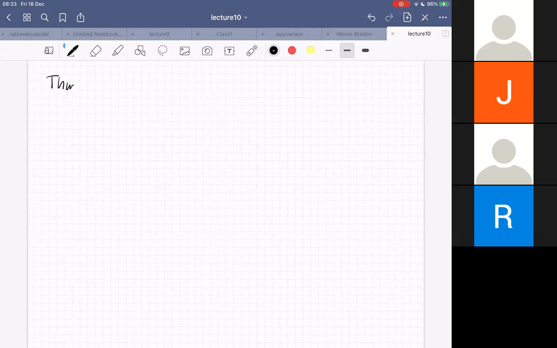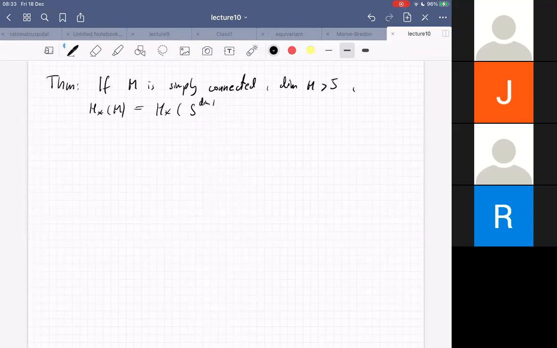So, theorem: if M is simply connected, dim M is greater than 5, and H star of M is equal to H star of S of the corresponding dimension, then M is homeomorphic to S of this dimension. Okay, so there is a variant of this theorem.